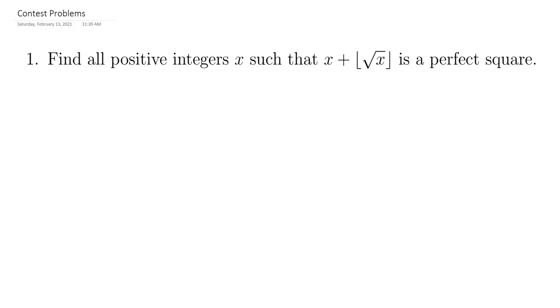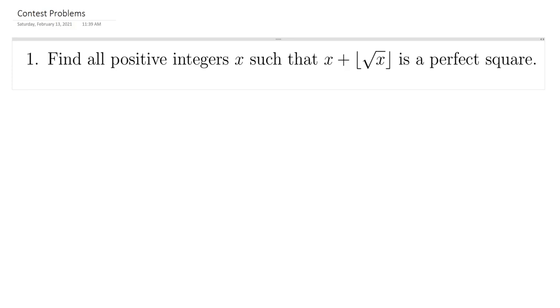And so he gave me this to work on, and I thought it was a fun enough problem that somebody might want to play with it. So we'll read the problem, and then maybe you can pause and try it yourself. In this problem, we're trying to find all positive integers x such that when you add x to the floor of its square root, you get a perfect square.